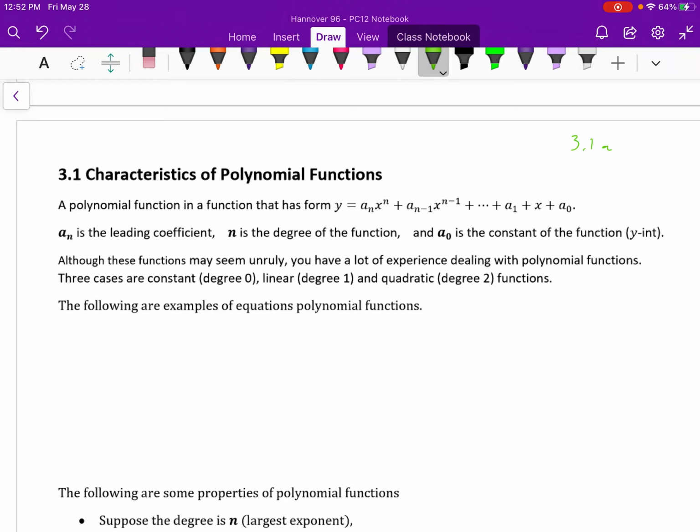The next unit we're going to undertake is called polynomial functions. You have studied polynomial functions quite a bit. You may have not recognized it. So let us define a polynomial function.